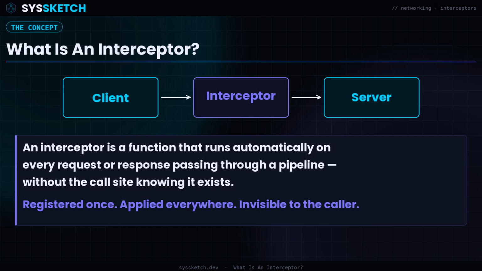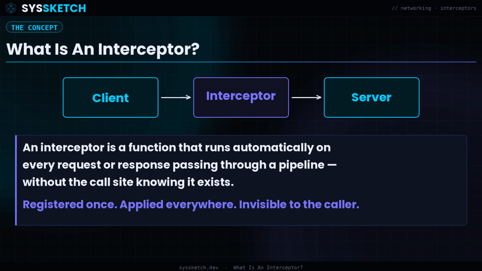An interceptor is a function that sits between your code and the network and runs automatically on every request or response that passes through, without the call site knowing it's there. You don't call an interceptor directly. You register it once, and from then on, every outgoing request flows through it before it leaves, and every incoming response flows through it before your code ever sees it.